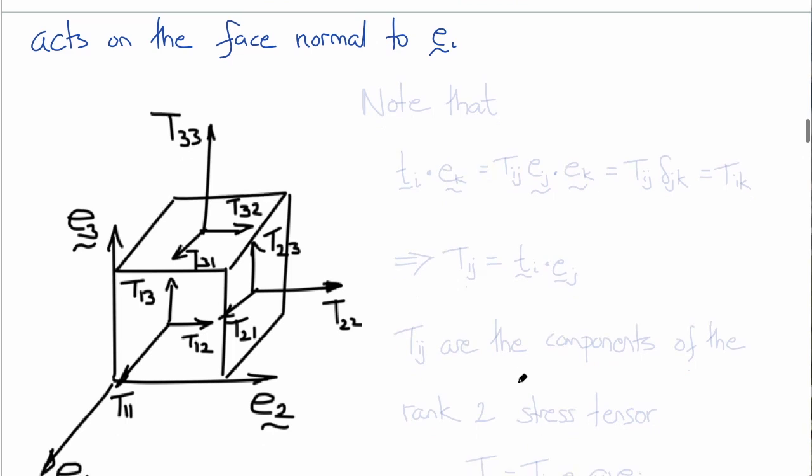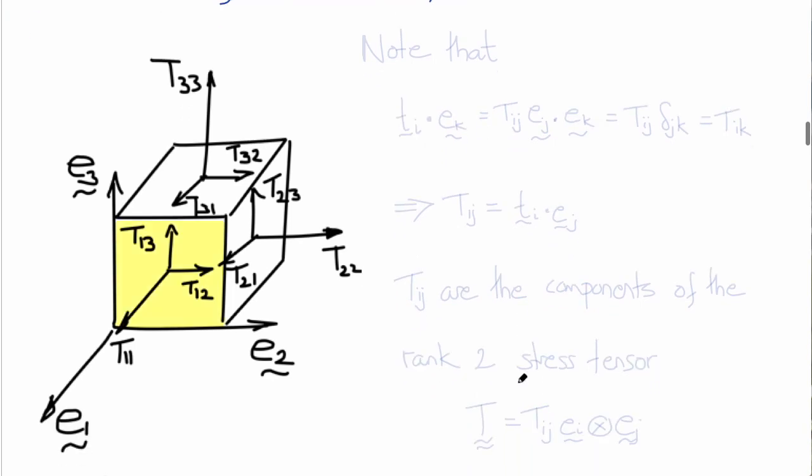Here are the three planes. This is the plane whose outward normal is e1. This is the plane whose outward normal is e2. And this is the plane whose outward normal is e3. Then there are traction vectors, T1, T2, and T3 acting on these three surfaces.